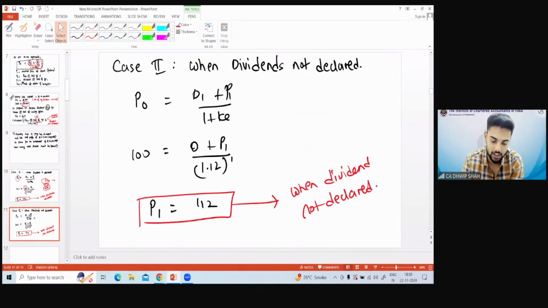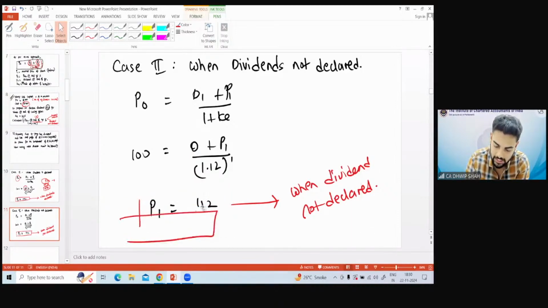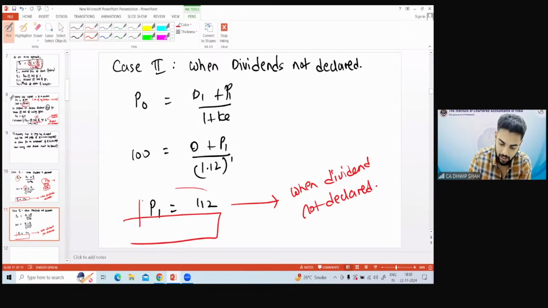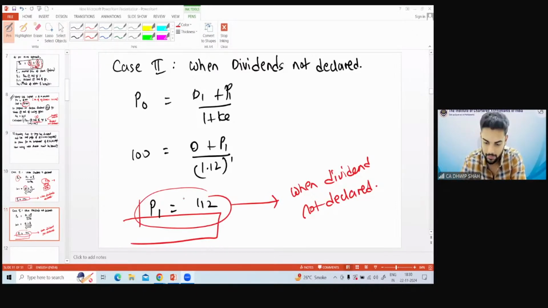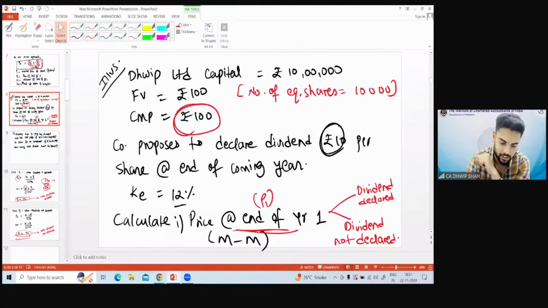And when dividends are not declared, then the price of the share at the end of year 1 is anyways 112. Is everyone following this? So wealth of the shareholder does not change. Hope this is clear. Again, this is what MM concludes in his theory, that whether company pays dividend or not, it makes no difference. The shareholder is indifferent. The wealth will remain same. Okay? Understood? So the first part of the question is done.